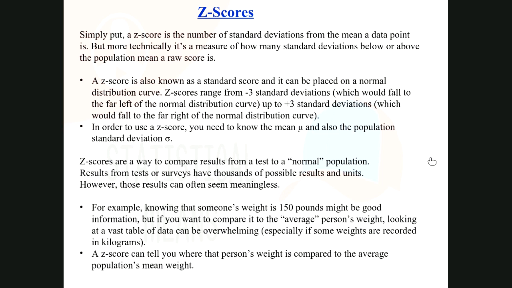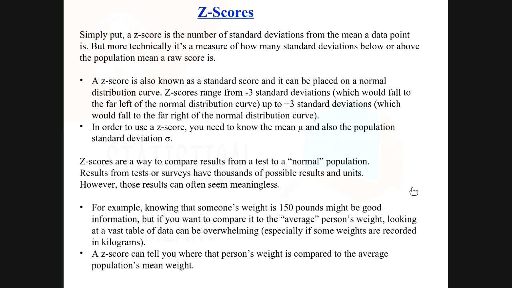And z-scores are a way to compare results from a test to a normal population. And the results from the tests or the surveys have thousands of possible results in units. However, those results can often seem meaningless.